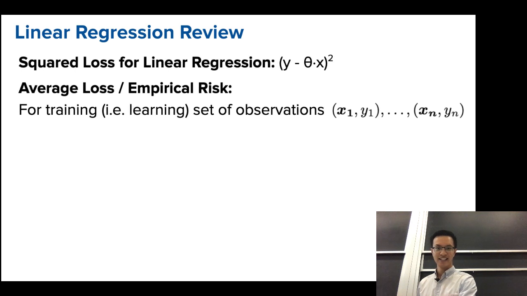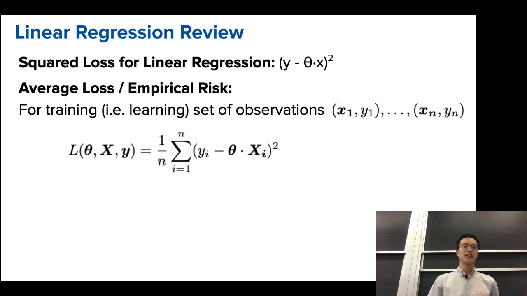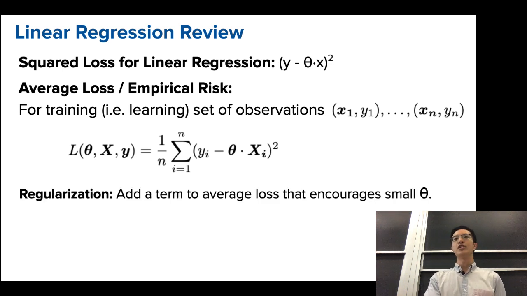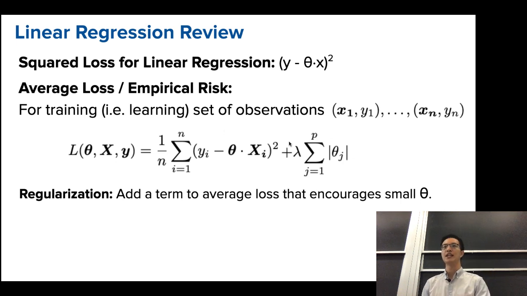The squared loss for linear regression is y minus theta dot product x, squared. If we have some observations, x1 through xn and y1 through yn, then this is our average loss, our average mean squared error loss for a linear model. When we introduced regularization, we said we can add a term to the loss function that encourages small theta. In other words, we'll increase the loss when thetas are large.